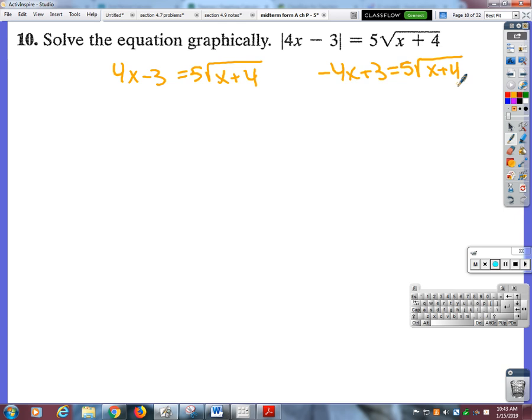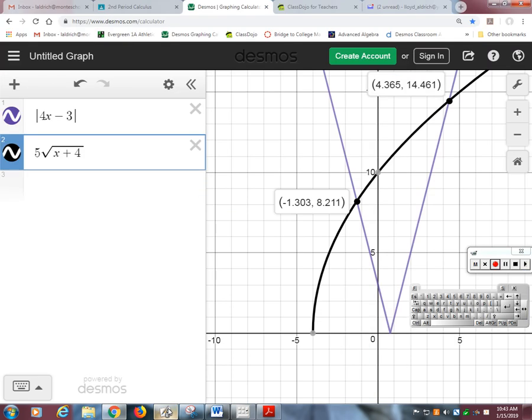Do you want to keep going? I will cut and paste the graph onto the test, and you just have to estimate the x values of the points of intersection. That's all you do.